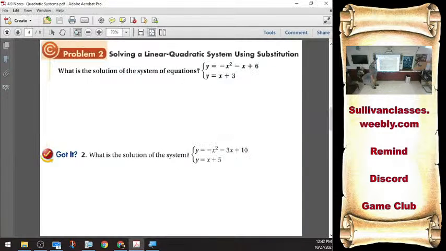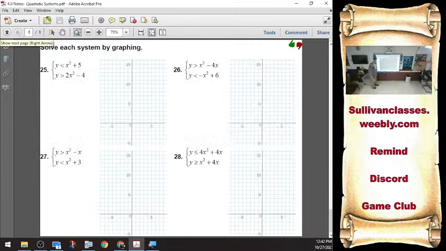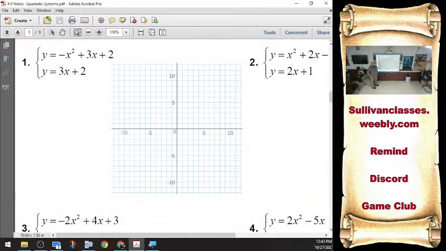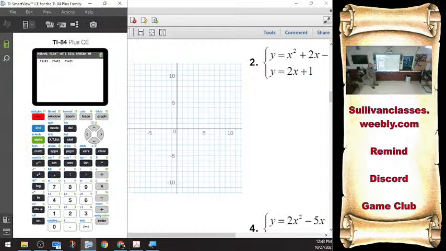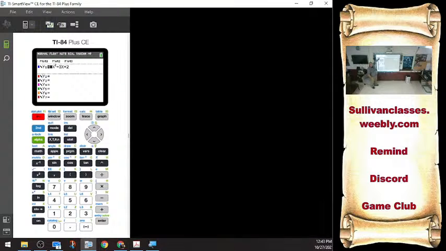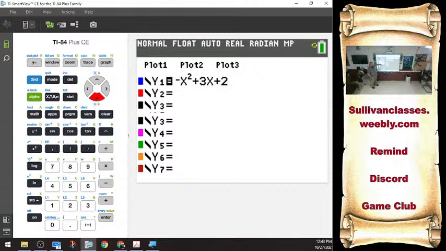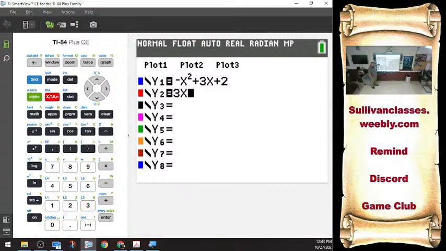Does it or doesn't it? Okay, no. They never talk to you about how to do this by graphing in a calculator. Anyone catch that? All right, ladies and gents, head to Y1. Put in your first equation. Go to Y2, put in your second equation.